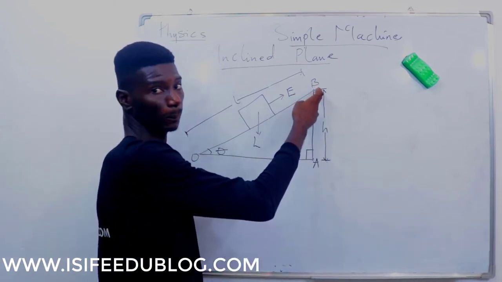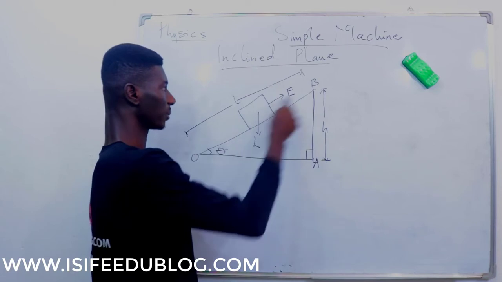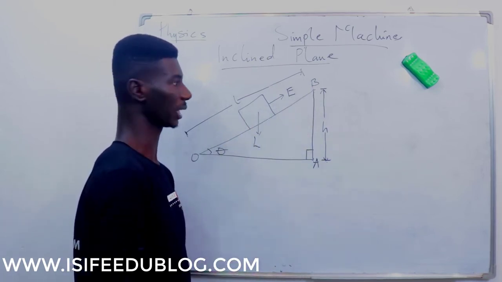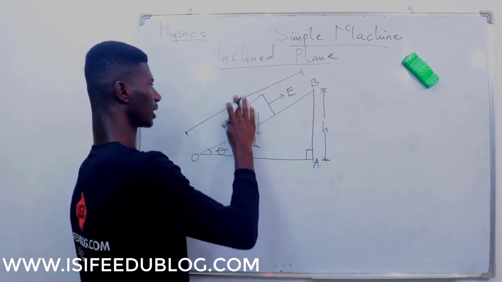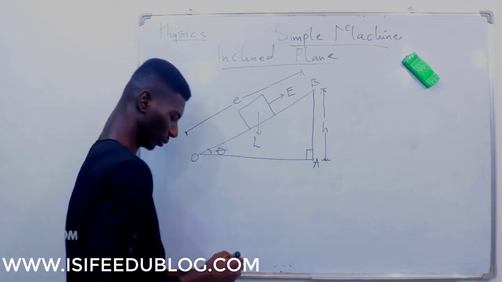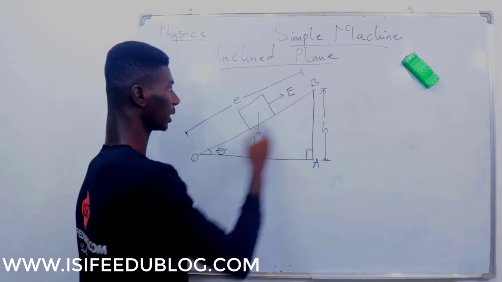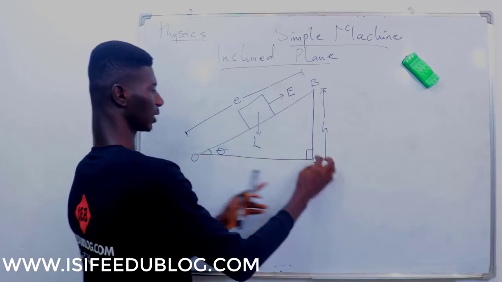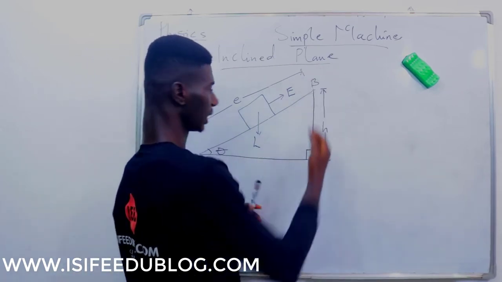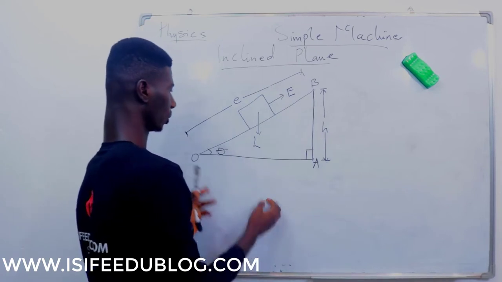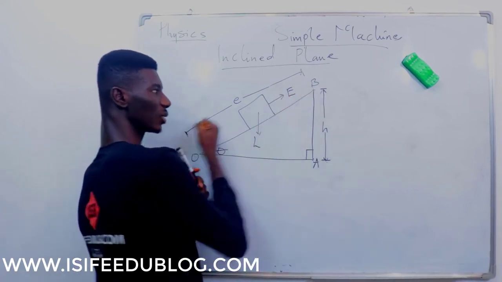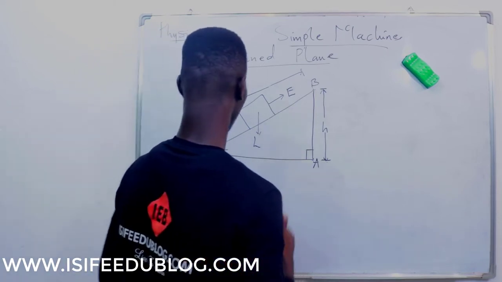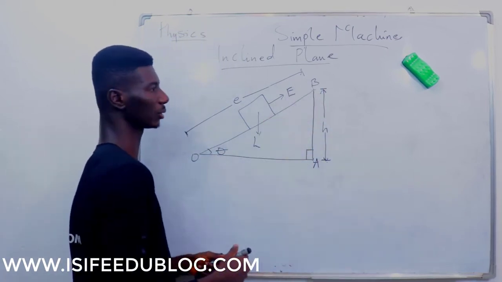from here to here, any effort you are applying, from here to here is the distance moved by effort. Let's call it L, or we can just call it small e. The distance moved by effort is from here to this point. The height being covered, from ground level to this point, is the distance moved by the load. From here to this point is the distance you are dragging it, applying your effort, which is E.